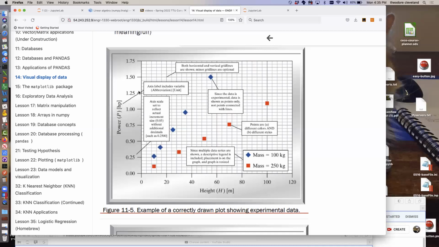Continuing on with that, in this case, we have two data series. One is for things that have a mass of 100 kilos, and the other one is for a mass of 250 kilos. And based on this plot, here we'll again illustrate how rapidly you can communicate stuff with pictures. If you had to decide how to get more power, do you make things heavier or lighter? Tell me how you came about that conclusion.